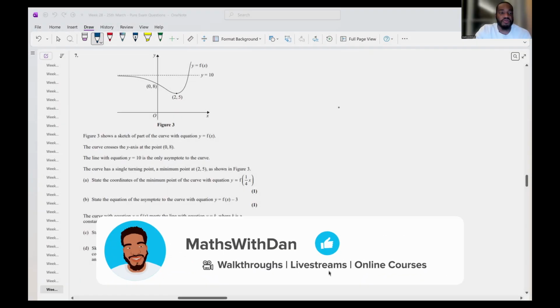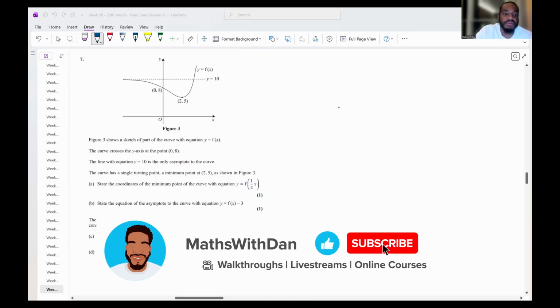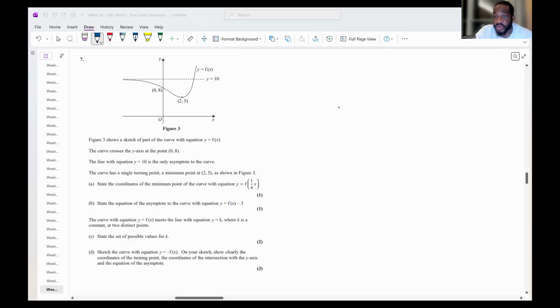So it says figure 3 shows a sketch of part of the curve of equation y equals f of x. The curve crosses the y-axis at the point (0, 8). The line with equation y equals 10 is the only asymptote to the curve. The curve has a single turning point, a minimum point at (2, 5), as shown in figure 3. Part A says state the coordinates of the minimum point of the curve with equation y equals f of a quarter x, for 1 mark.